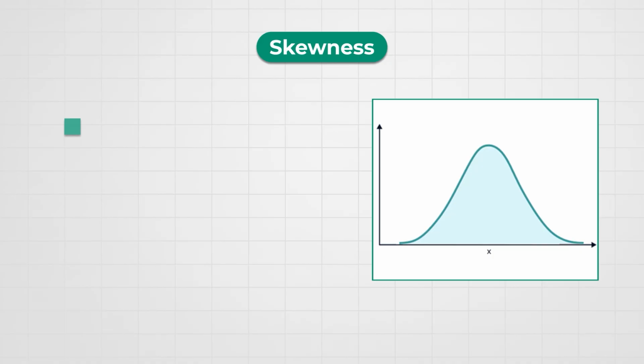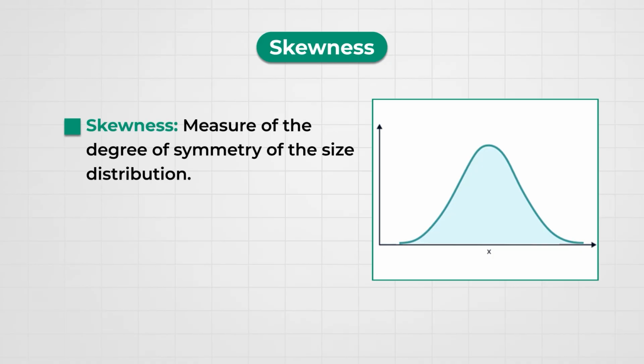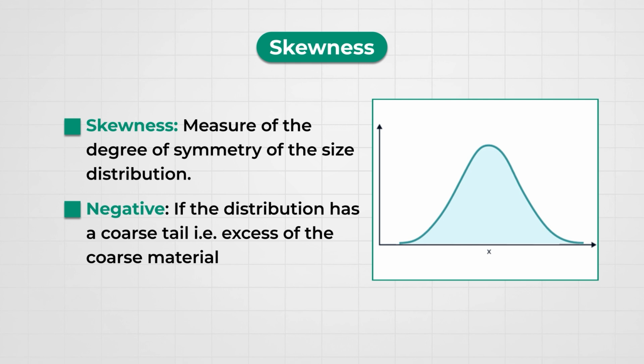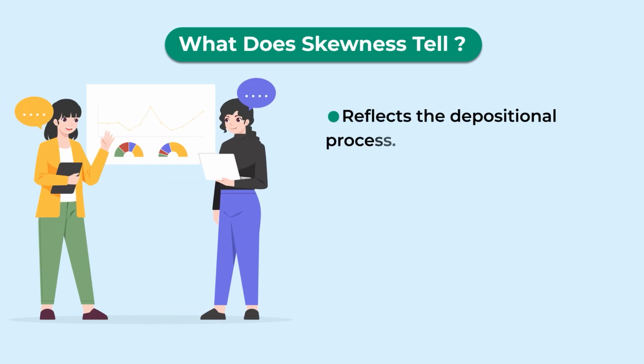Then another characteristic, as I told you just a little before, is skewness. The skewness is a measure of the degree of symmetry of the size distribution. I repeat again, it is negative if the distribution has a coarse tail, that is, an excess of coarse material. If the distribution is symmetrical or bell-shaped, we call it no skewness. And if it is positive, it is called an excess of fine material. What does it tell us? It reflects the depositional process.